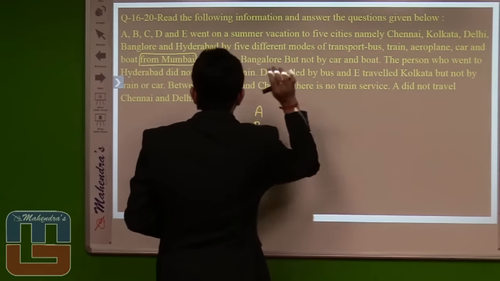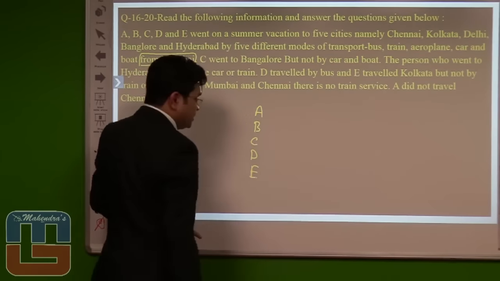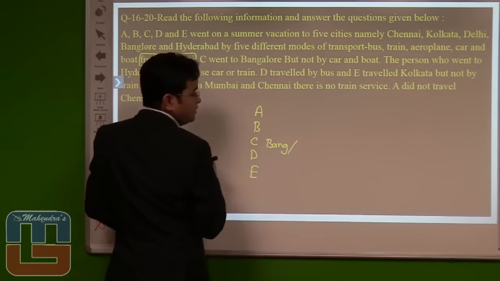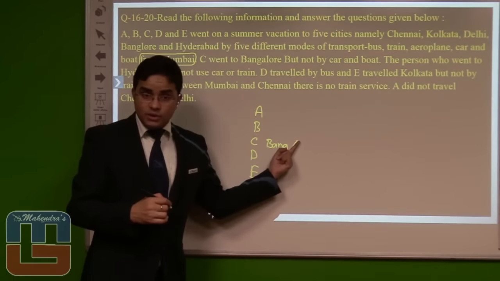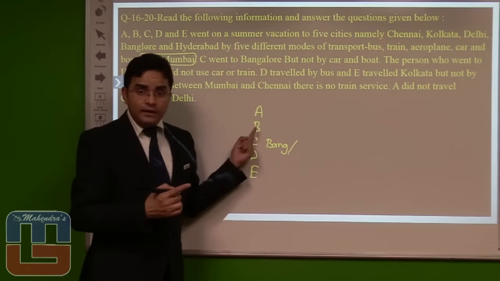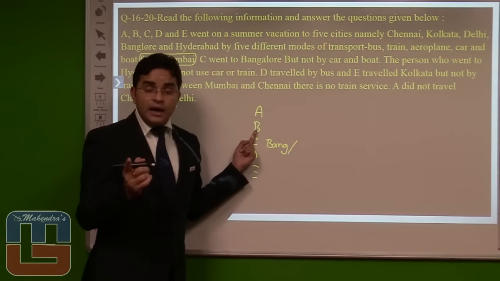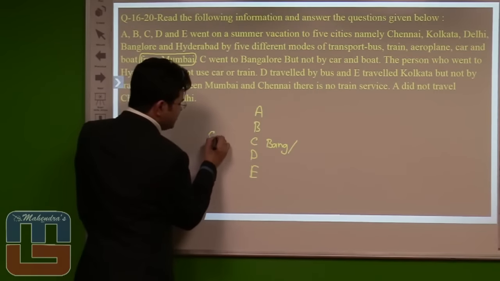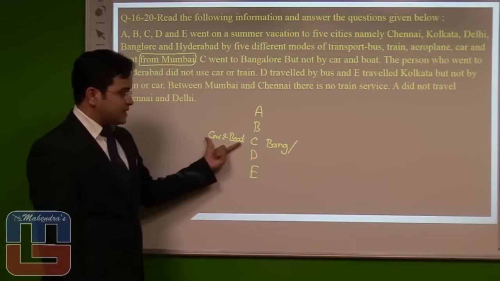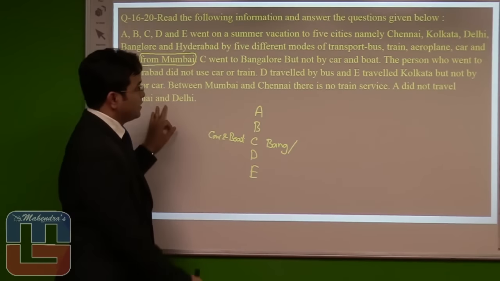Here you can check. First statement is saying C went to Bangalore but not by car and boat. C is going to where? Bangalore. So you have to write like this, Bangalore, and here oblique, and towards the other side oblique you have to write the mode of transport, the other variable. But here it is a negative statement. C went to Bangalore but not by car and boat. It means that towards the negative side you have to write car and boat. Got it? It means car and boat cannot be here. So read out the next one.